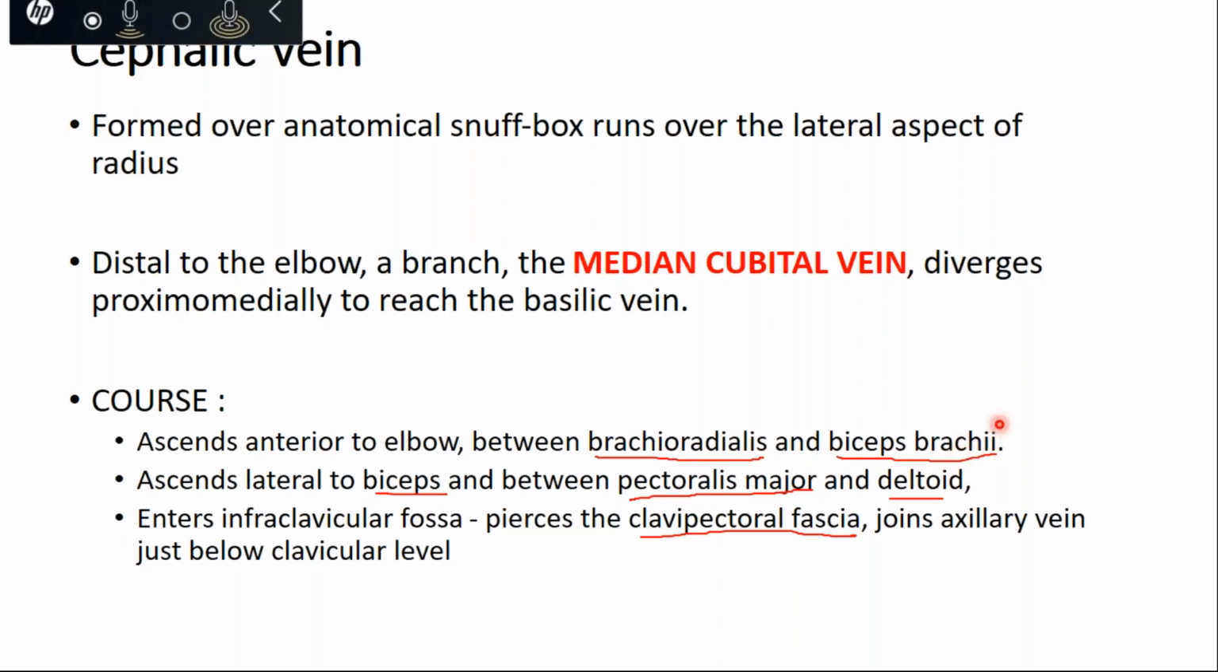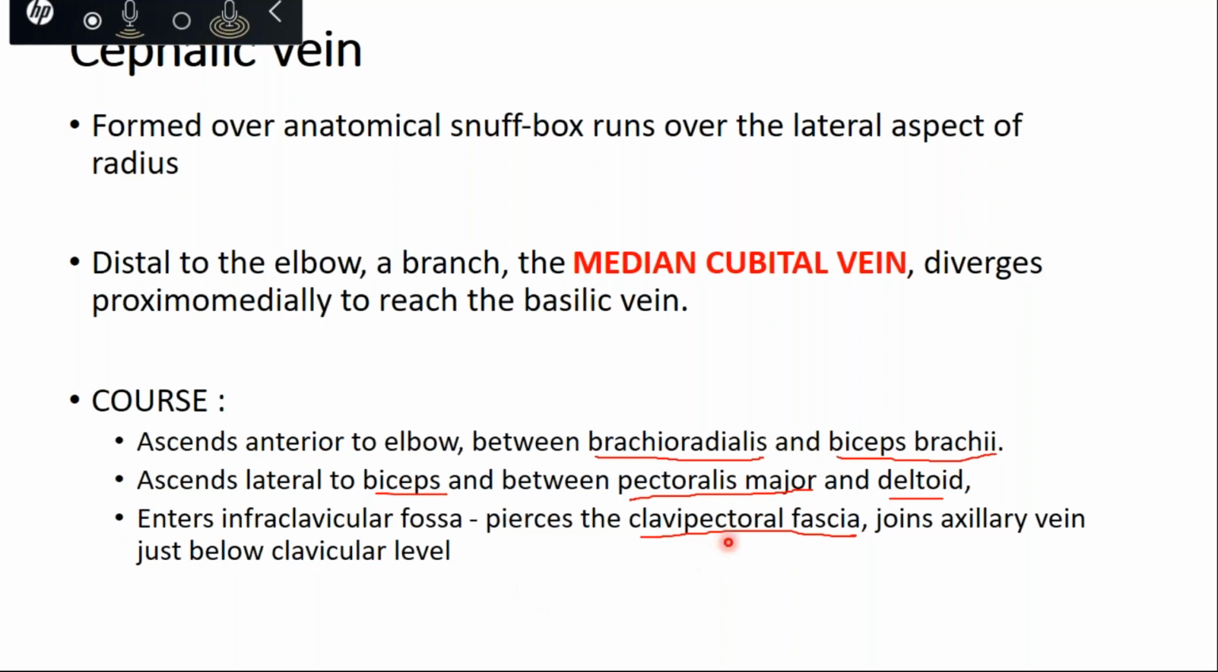Biceps brachii. Brachii, you know, is present in the arm. Biceps: this muscle has got two heads. Ceps means head, two heads. Similarly, there are muscles called triceps and quadriceps. So biceps means it has got two heads. So that's why this is called biceps brachii.